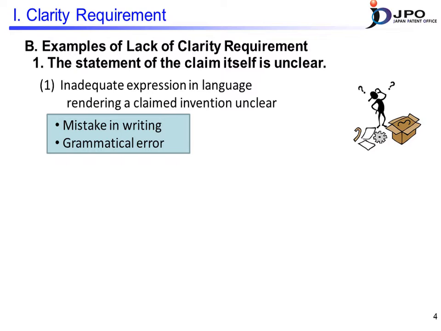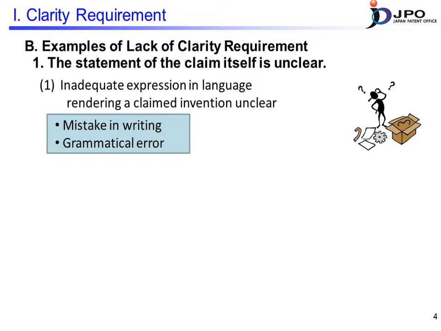As I explained using the previous slide, claims shall be clear. Therefore, if an examiner finds that the claim of a patent application is unclear, the examiner will notify the applicant. Then, in which cases should the examiner judge that the claim lacks clarity? In this lecture, I will show 7 types of violations against clarity requirements. However, please note the following.